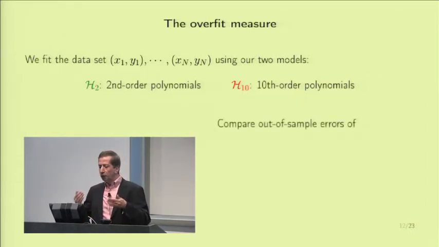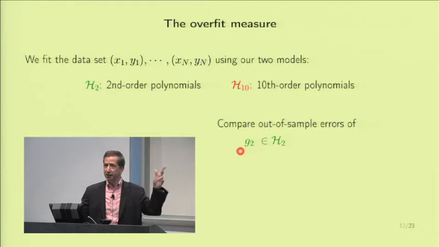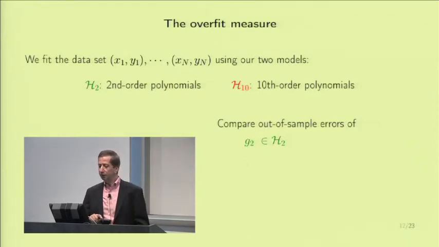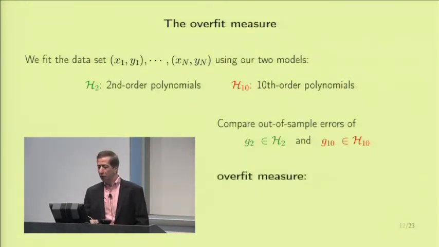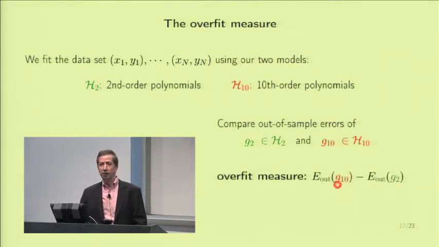So when you compare the out-of-sample errors of the two models, you have a final hypothesis from the H2, this is the fit, the green curve that you have seen, and another final hypothesis from the other model, which is the red curve, the wiggly guy. If you want to define an overfit measure based on the two, you get the out-of-sample error for the more complex guy minus the out-of-sample error for the simple guy. Okay? Why is this an overfit measure?